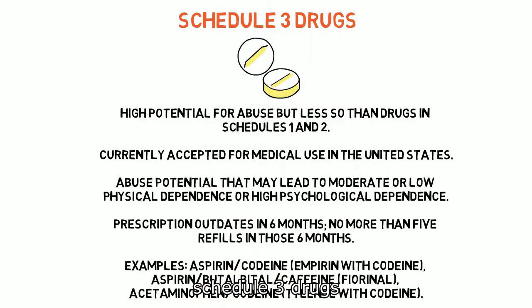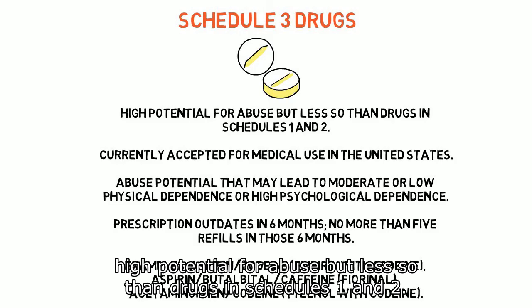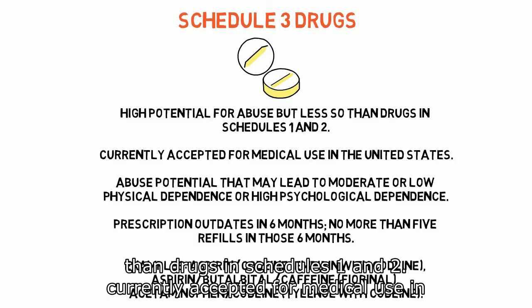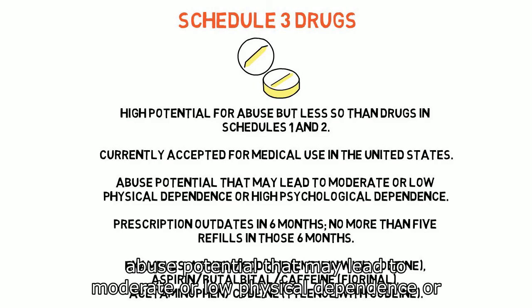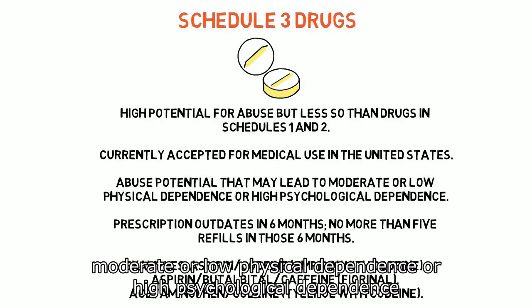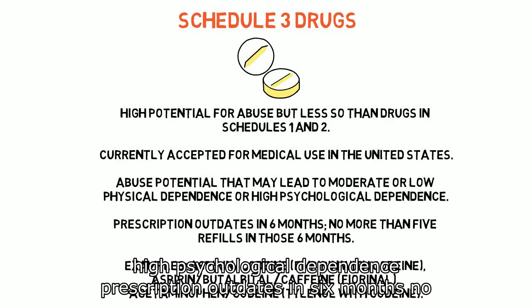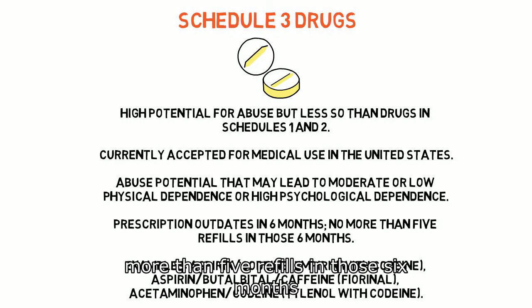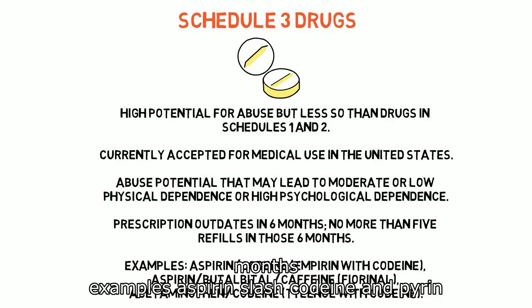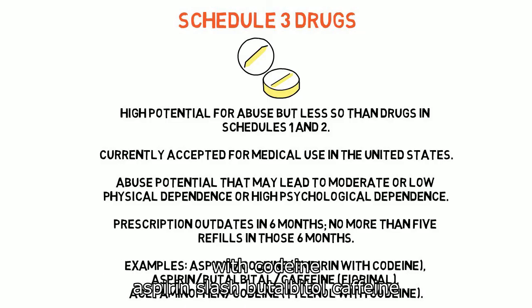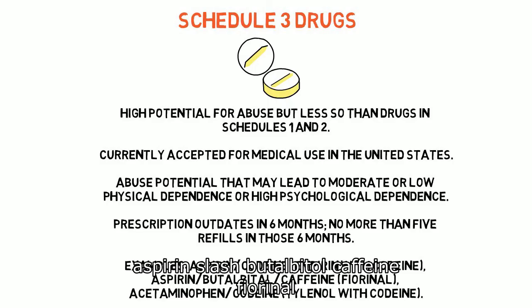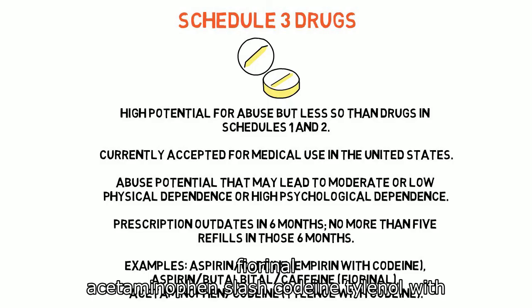Schedule 3 drugs. High potential for abuse, but less so than drugs in Schedules 1 and 2. Currently accepted for medical use in the United States. Abuse potential that may lead to moderate or low physical dependence or high psychological dependence. Prescription outdates in 6 months, no more than 5 refills in those 6 months. Examples: aspirin/codeine, Empirin with codeine. Aspirin/butalbital/caffeine, Fiorinol. Acetaminophen/codeine, Tylenol with codeine.